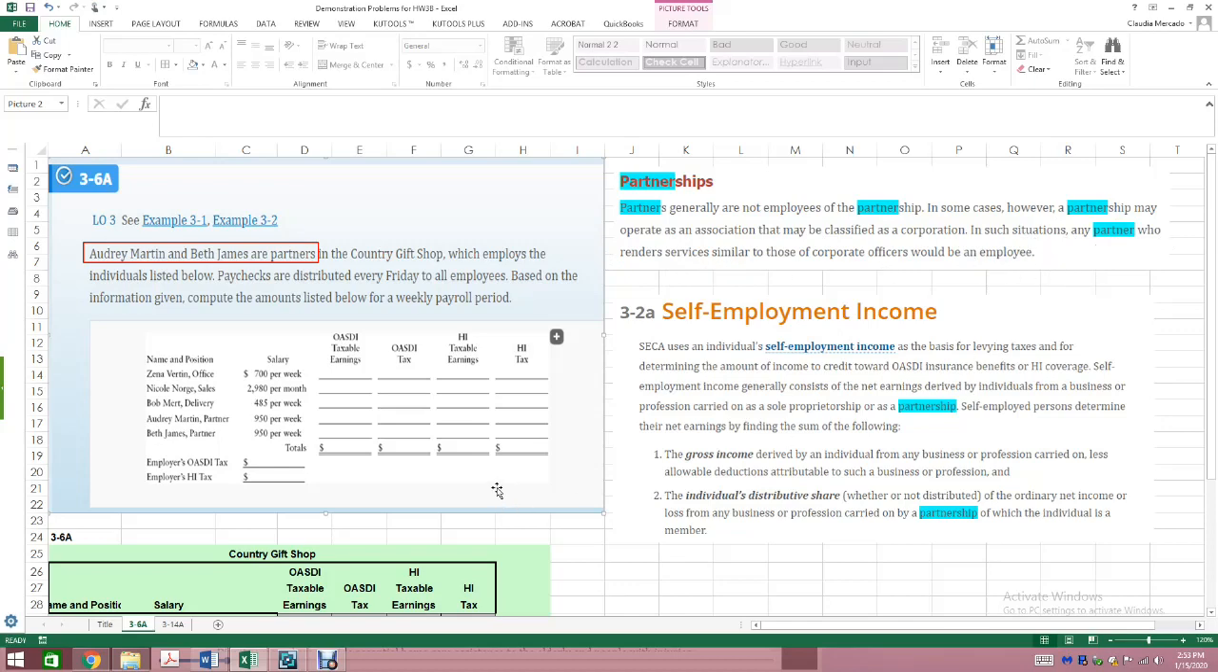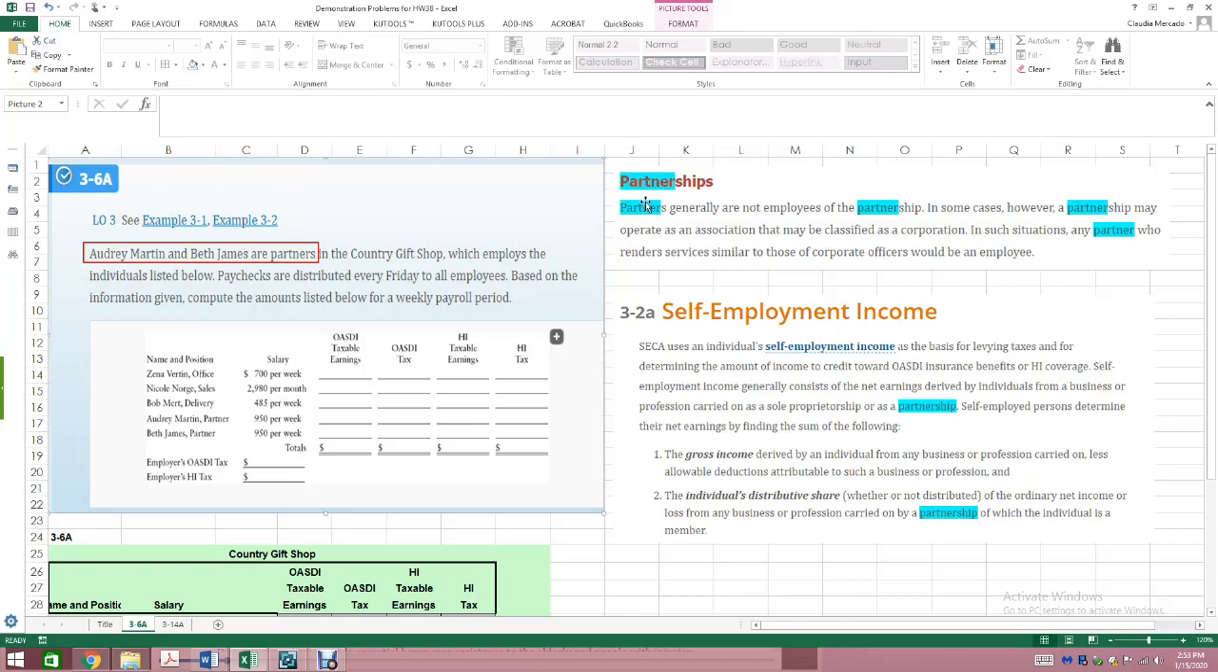So in this particular problem, it doesn't reference anything about these partners being classified as a corporation or rendering specific services similar to a corporate officer. It just lists these employees. They're getting $950 per week, which is not substantial per se. So I'm going to assume that these are just regular partners.